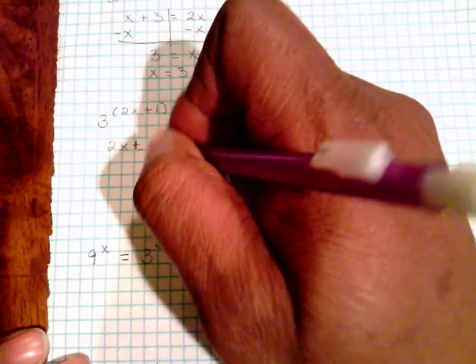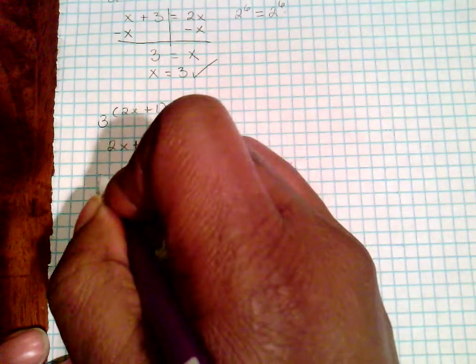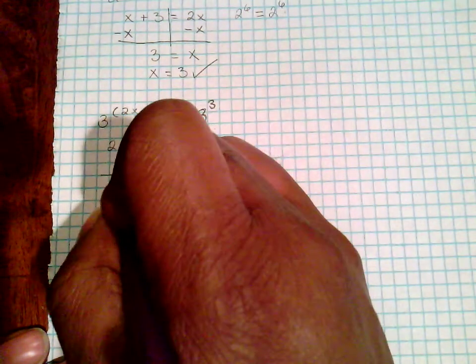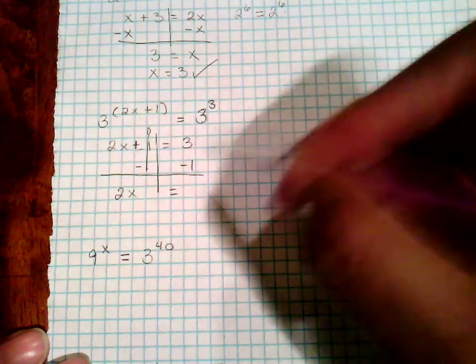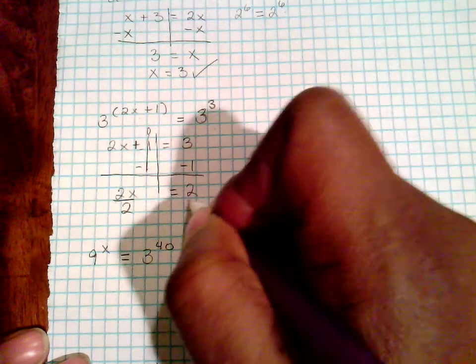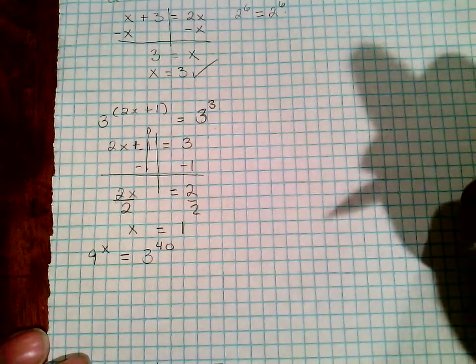Again, solve our equation, subtracting 1 on both sides here. So it gives me 2x. The 1's cancel. 3 minus 1 is 2. Divide by 2 on both sides. x is equal to 1.